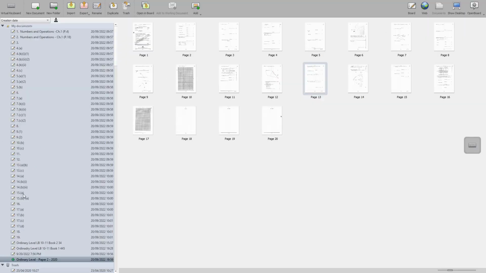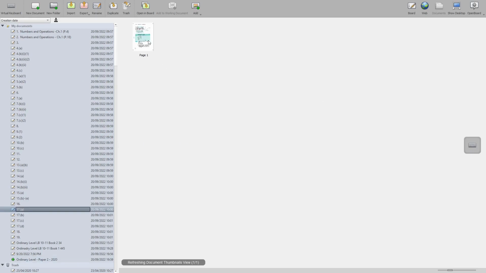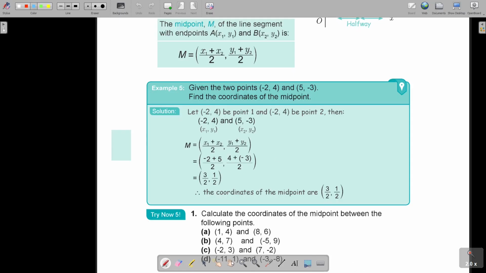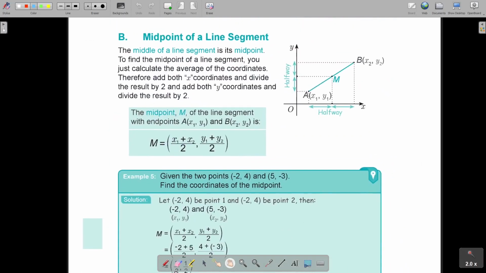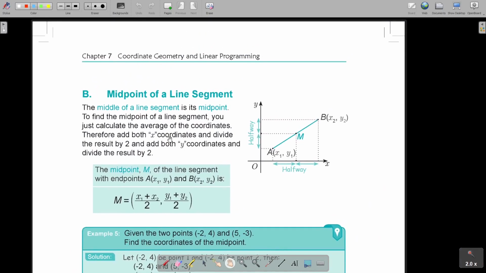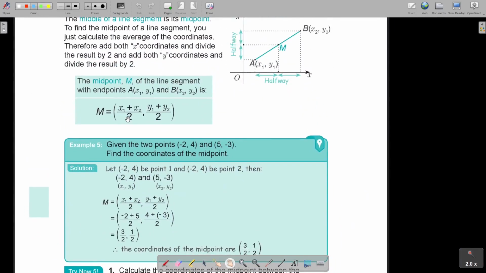So 17, let's just see, where did I look at this? This is the easiest formula according to me. You will find this on page 304, book 1, in coordinate geometry, chapter 7. And there's the formula. Very easy. You just add your x values, divide by 2, add your y values, divide by 2. Just be careful of your negative numbers and you get your coordinates.